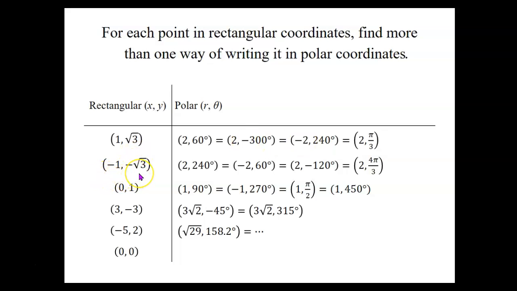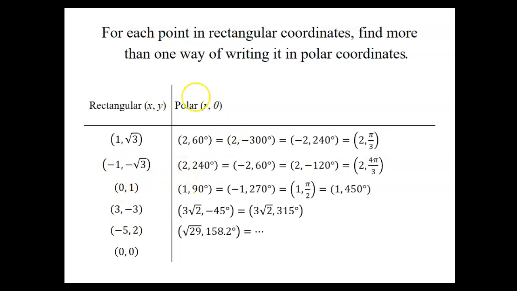For the point (-1, -√3), r is still the square root of x squared plus y squared, which still gives you 2. And this is a point in quadrant 3. So we could say it's the angle 240 degrees, or 4 pi over 3. That would be equivalent to -120 degrees, or -2 pi over 3. Or we could say, well, r is -2 and theta is 60 degrees. Facing 60 degrees and taking 2 steps backwards takes you to the same place as facing 240 degrees and taking 2 steps forwards.